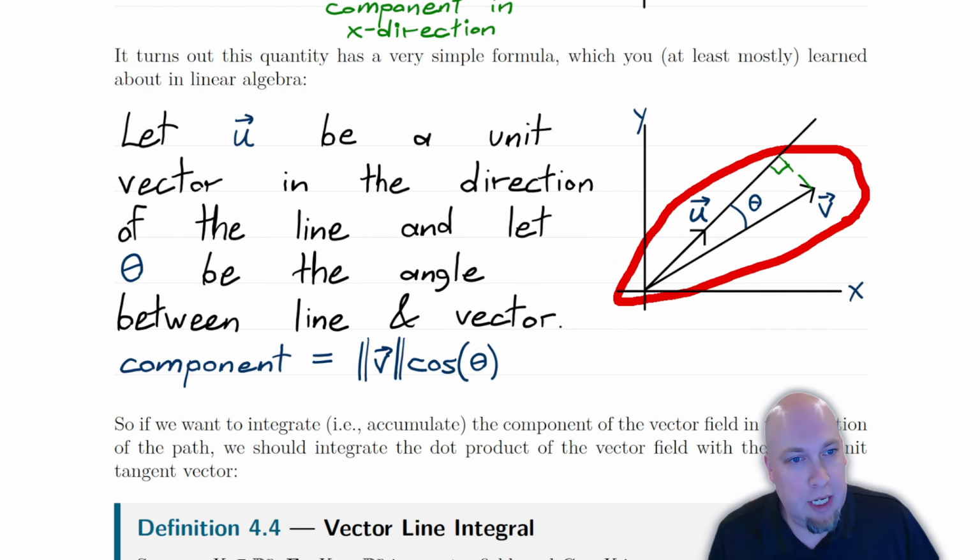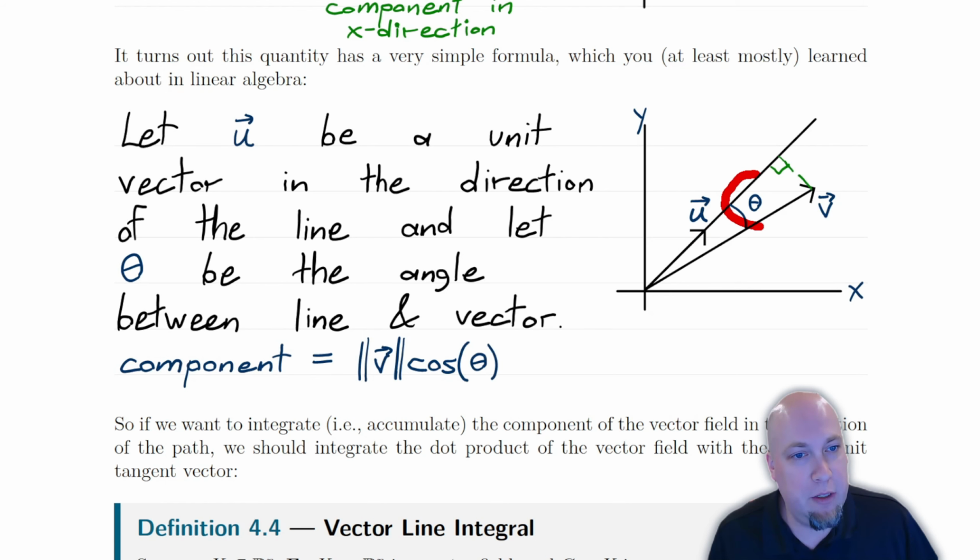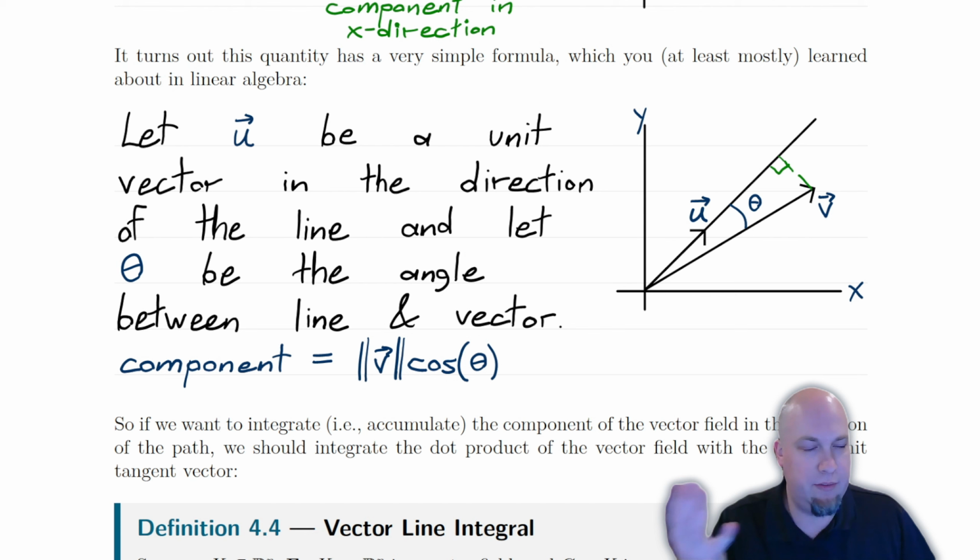Just redrawing my picture down here, now it looks like this with a u and a theta added on. If you do some mild trig, if the length of this vector is the length of v, then the length of this side of the right angle triangle must be length of v times cos theta. That's just introductory trig. The other side would be length of v times sine theta. But I want the adjacent side, so it's length of v times cos theta.